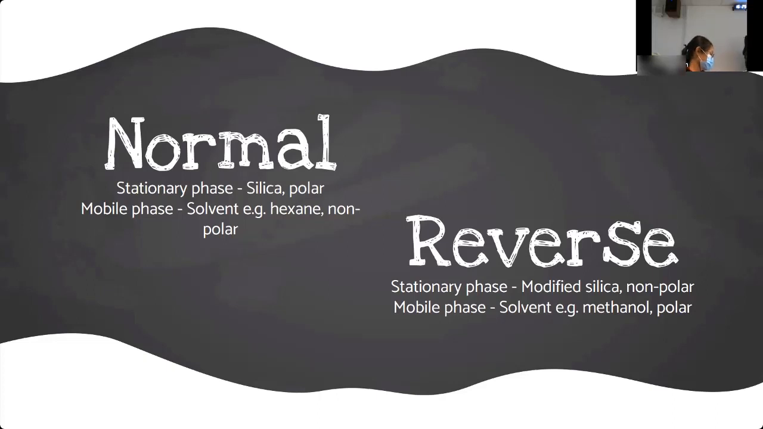For reverse phase HPLC, the column used is the same, but the silica is modified to make it non-polar by attaching long hydrocarbon chains to its surface. And to reverse the polarities, the solvent used instead is polar, for example, methanol. So in this case, it is now the polar molecules that will travel through the column more quickly as they interact with the methanol solvent. Reverse phase HPLC is actually a more commonly used form of HPLC.